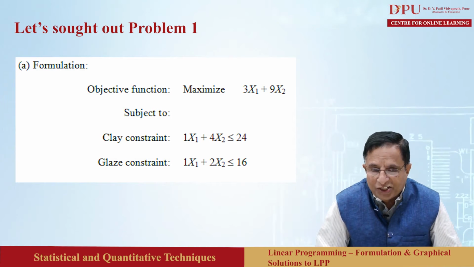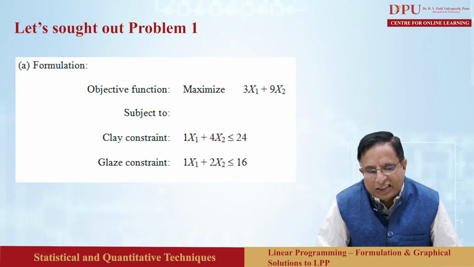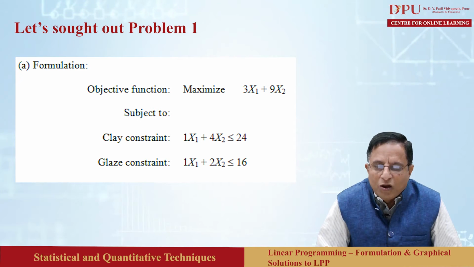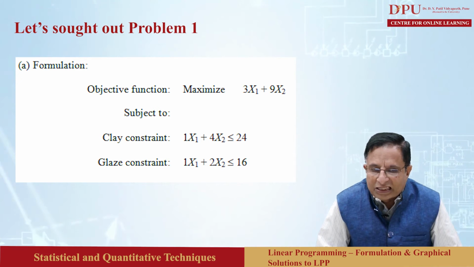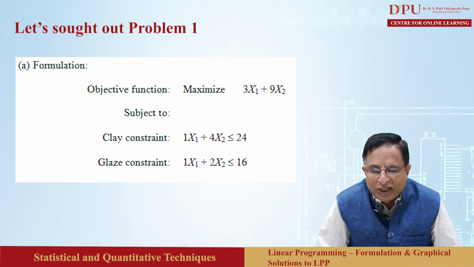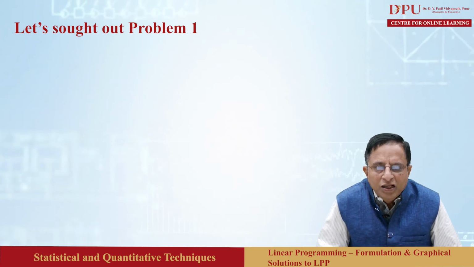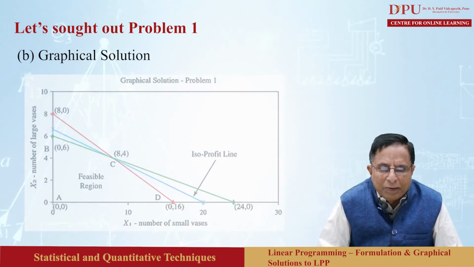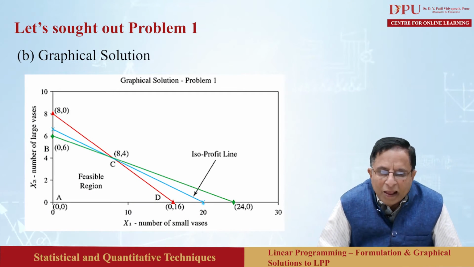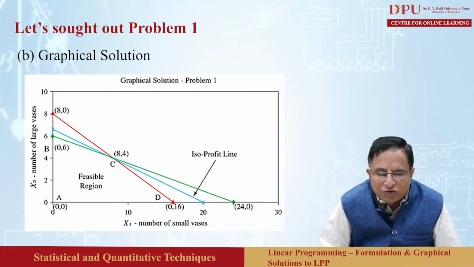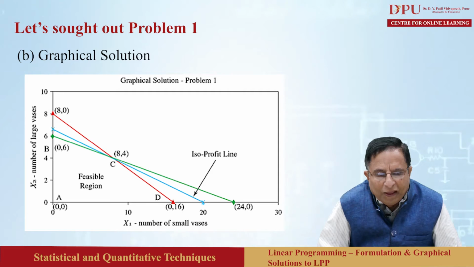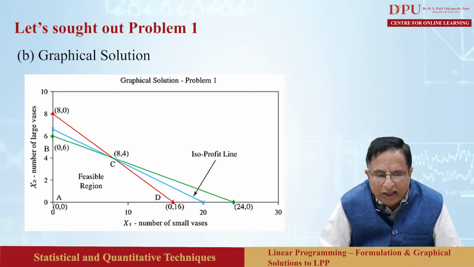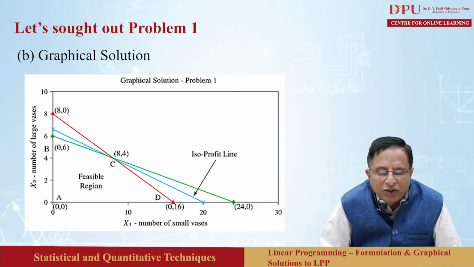Formulation. The objective function is maximize 3x1 plus 9x2, subject to the clay constraint 1x1 plus 4x2 less than or equal to 24, and the glaze constraint 1x1 plus 2x2 less than or equal to 16. Okay, what may be the graphical solution? The graphical solution is given in the problem; it is depicted in the picture. Let the x-axis be the number of small vases, the y-axis be the number of large vases. We are taking points along the x-axis as 0, 10, 20, 30, and the y-axis as 0, 2, 4, 6, 8.